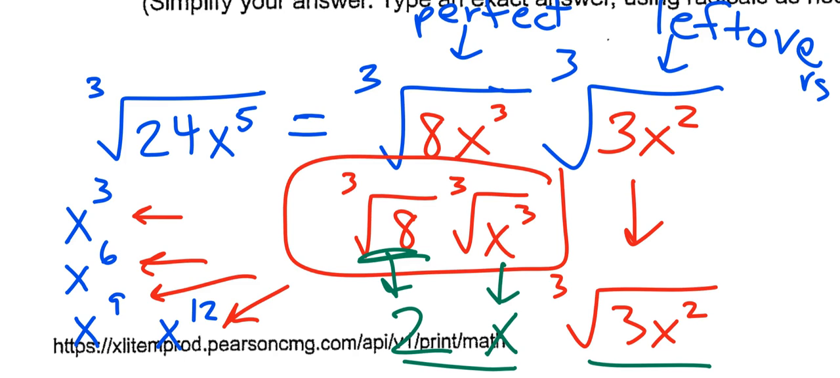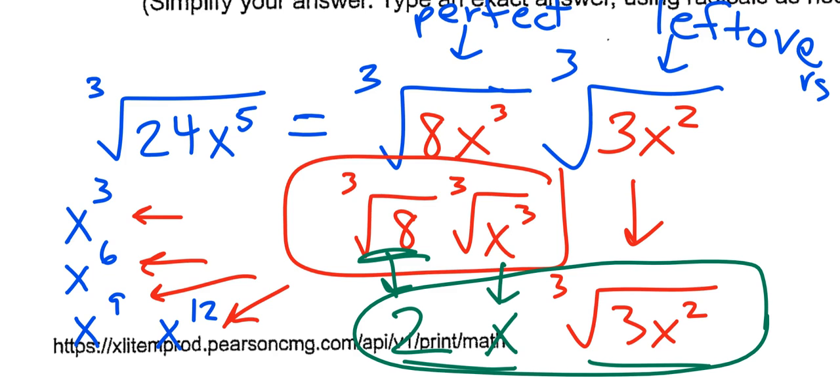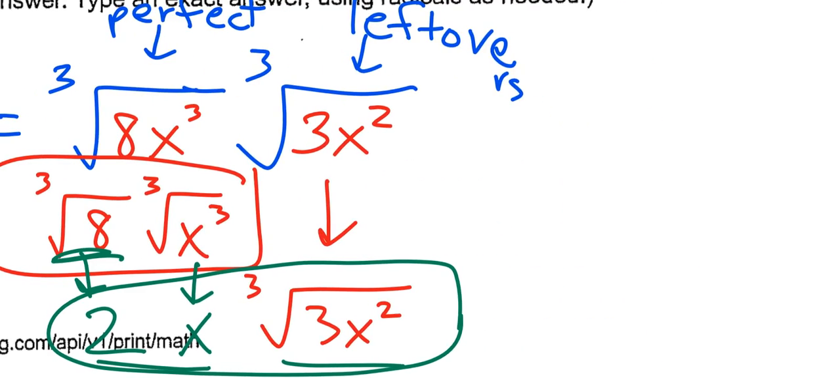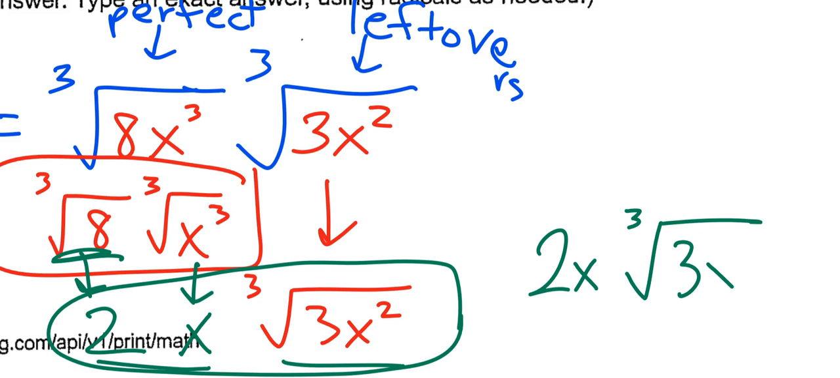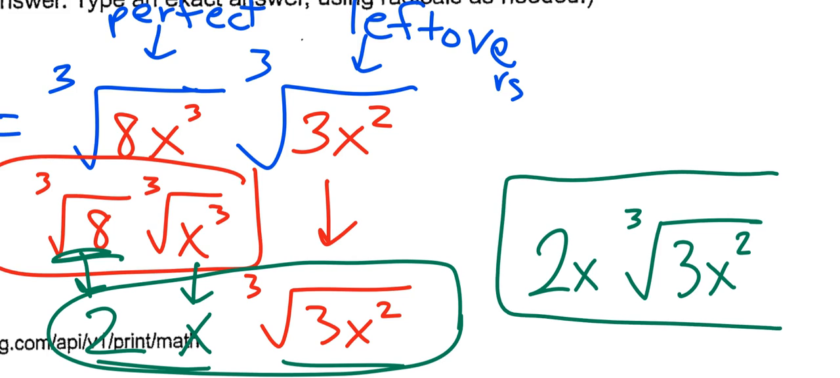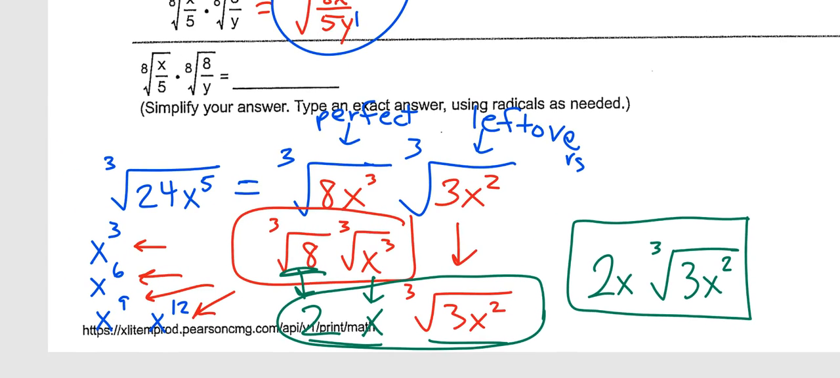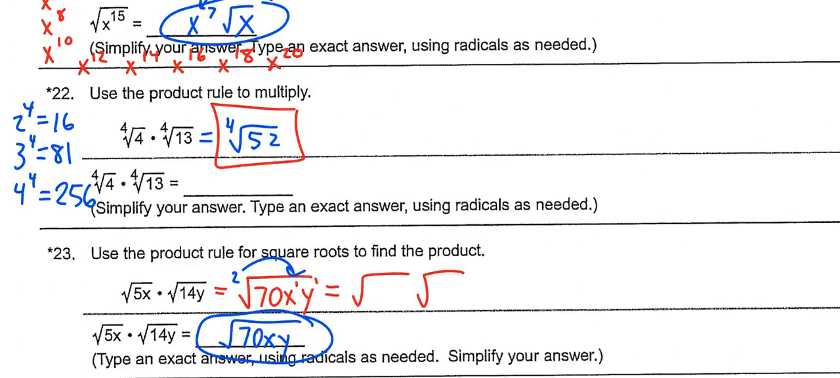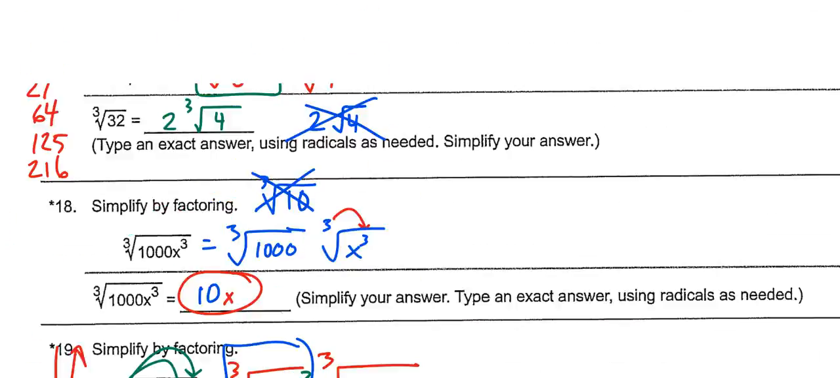No. Right down here at the bottom. This is my completed answer. Right there. It looks a little weird, so maybe I should write it over again so it looks like 2x times the cube root of 3x squared. That's a little bit nicer version of it. We pulled out the perfect cube. Okay, we skipped number 13. Go back up to 13.